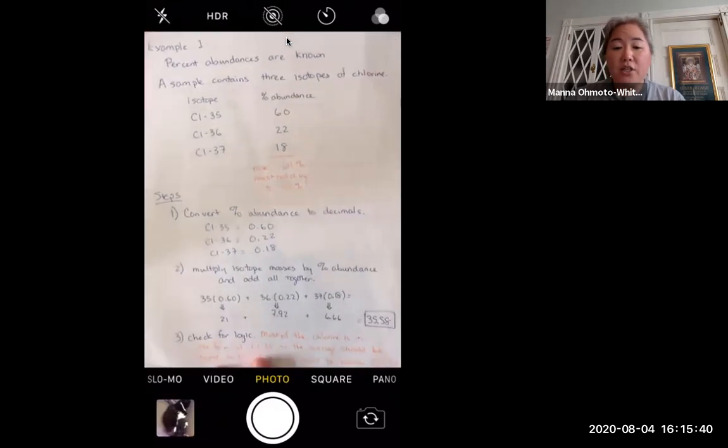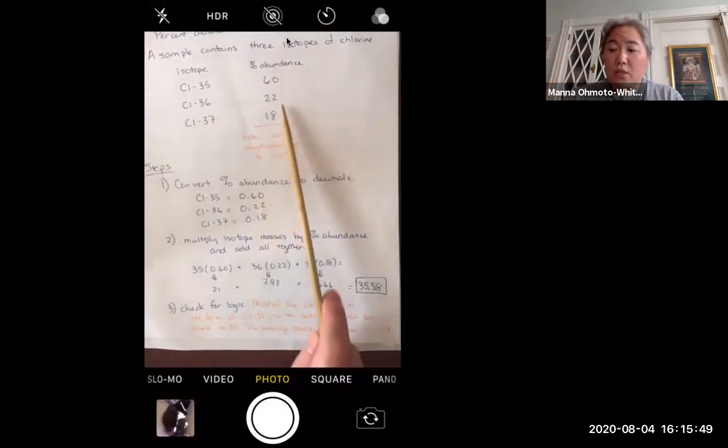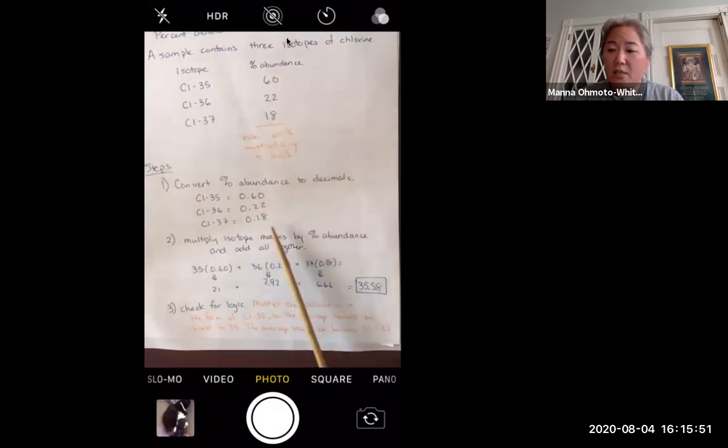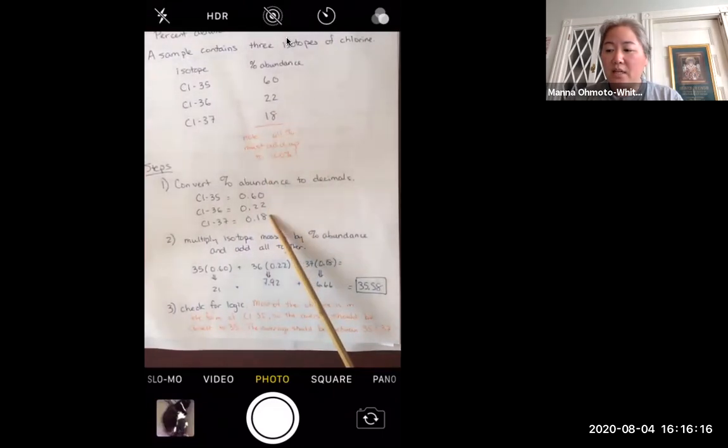Whenever you're given percentages in a math problem, you should always convert to decimals if you're going to do arithmetic with them. So 60% converts to 0.6, 22% to 0.22, and 18% to 0.18. Then I multiply these decimals by the masses they correspond to: 35 times 0.6, 36 times 0.22, and 37 times 0.18. Then I add it all up, and that will be your average isotopic mass. So again, you change your percents to decimals, multiply the decimals by the corresponding mass, and add it all up.